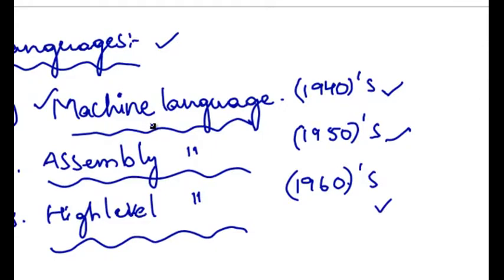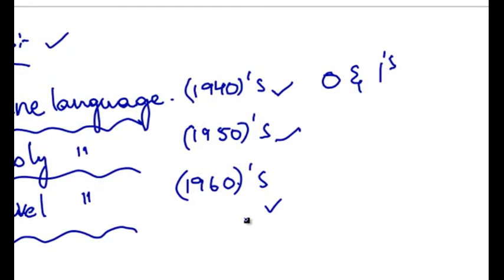A machine level language is a language which can be understood by the computer without any translation. This is the fundamental language of the computer. It is nothing but a sequence of zeros and ones. It is also called binary representation.